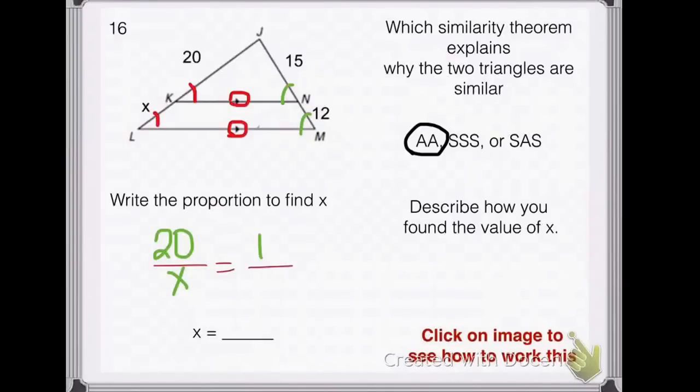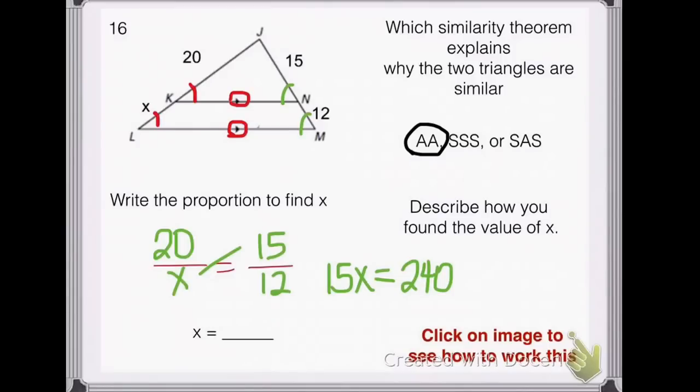And then on the right side, I have 15 and 12. So if I cross multiply to solve any proportion, that's going to give me 15x equals 20 times 12, which is 240. So if I divide 240 by 15, it's going to give me x equals 16. If I check to make sure my answer makes sense, I would say yes, because it's somewhere in the same vicinity. It's not an outrageous number.